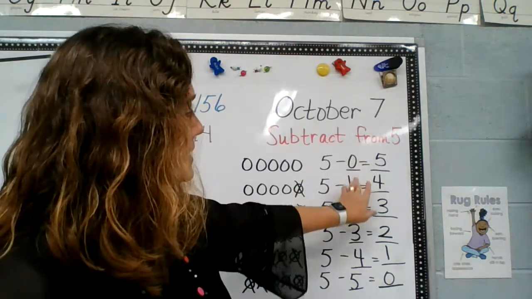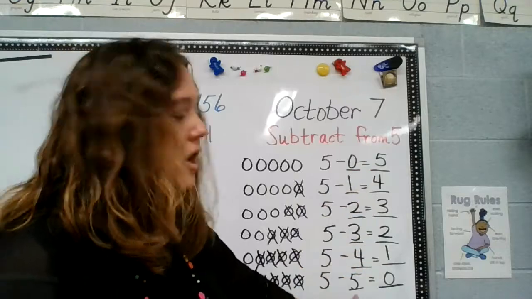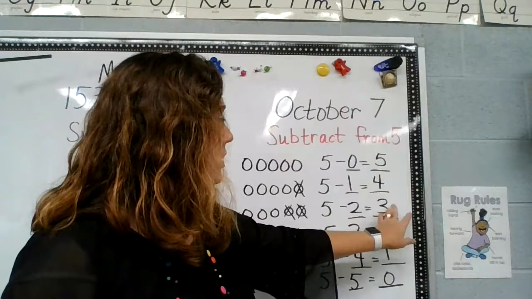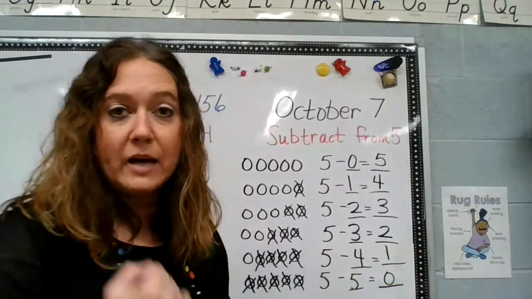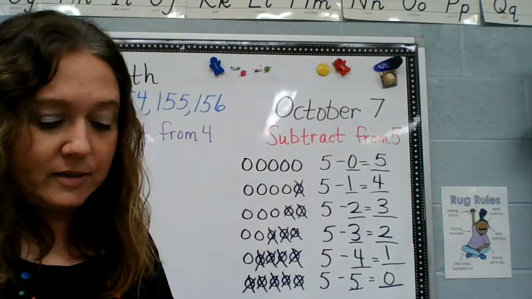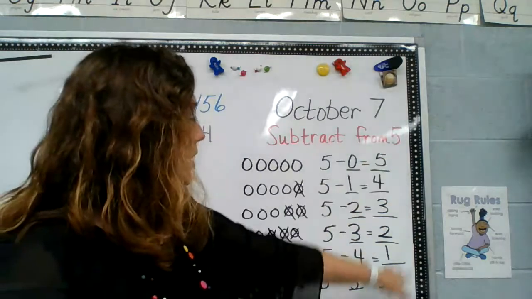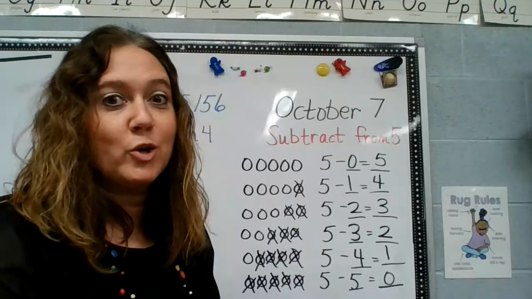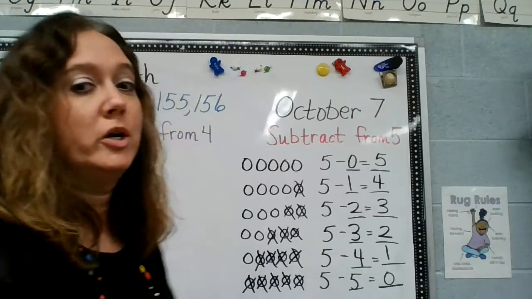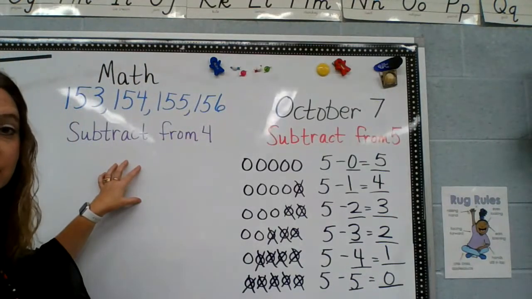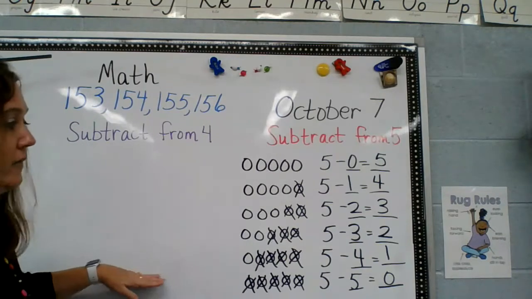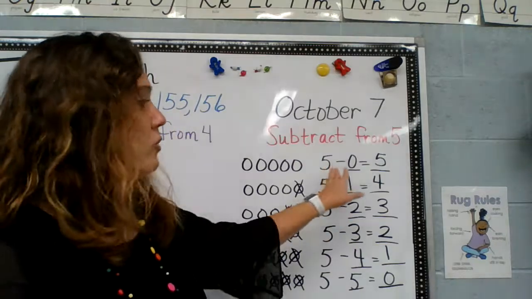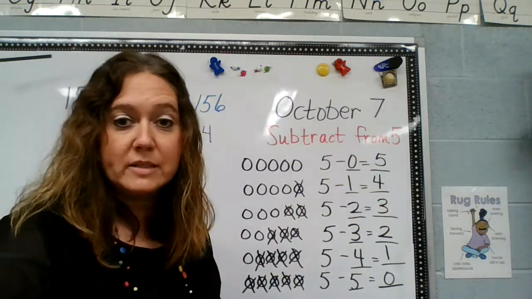Again, as this number that we cross off gets bigger, the answer, how many we have left, which we call the difference, gets smaller. This is exactly what you're going to do on most of your paper. First, you're going to do ones that subtract from 4, and then ones that subtract from 5, where you're going to cross off and write out your subtraction number sentence.